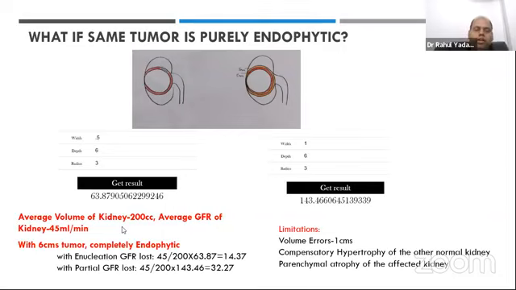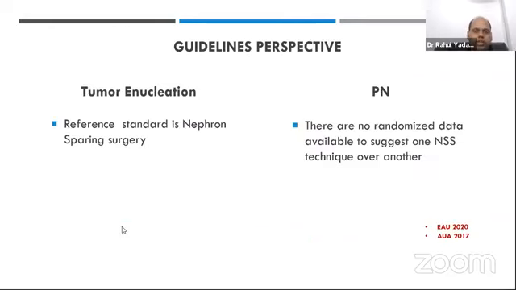There may be volume errors. The tumor is not exactly a circle. It may be a different size. There is compensatory hypertrophy of the other normal kidney taking care of the GFR. There might be a parenchymal atrophy of the affected kidney because of so many reasons like warm ischemia and everything.